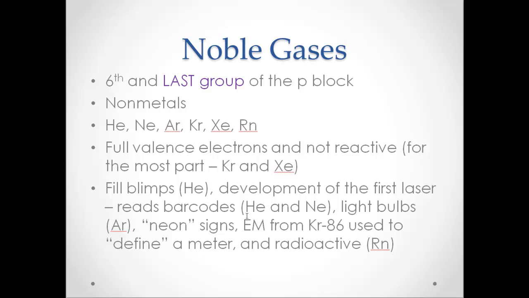And the emissions from Krypton-86, which is radioactive, is used to define a meter. So a meter used to be the distance from the king's thumb to his nose or something silly like that. Well, every time you changed king, the distance of a meter changed. Well, now today with the advancements that we have in science, we can just say, hey, it's the wavelength of Krypton-86, and there you go. Okay, and then radon is, of course, radioactive.